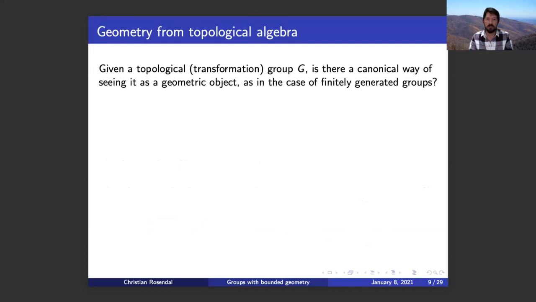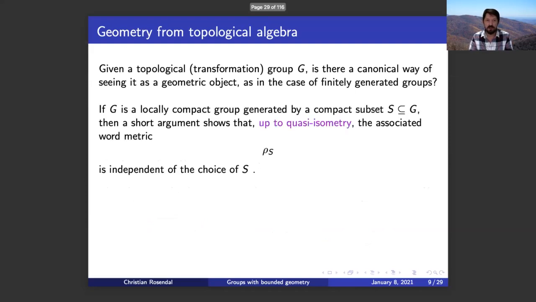All right. Well, so given some topological group, often a transformation group, is there a canonical way of seeing this as a geometric object, as in the case of finitely generated groups? Well, for some, there is such a way.